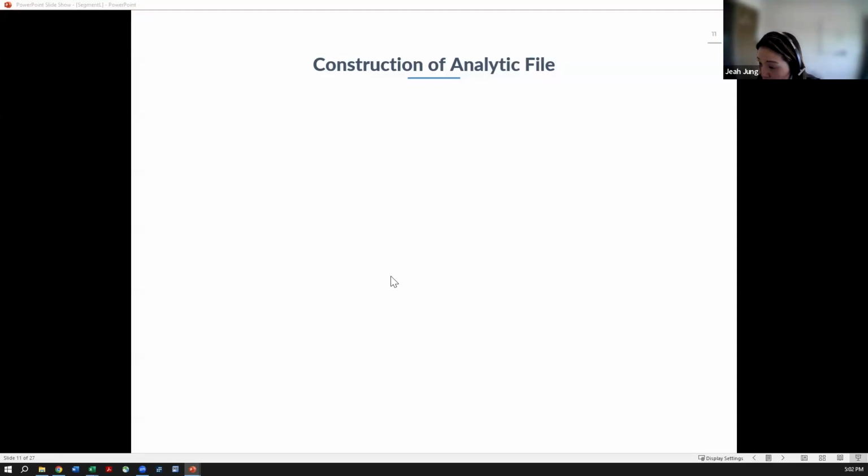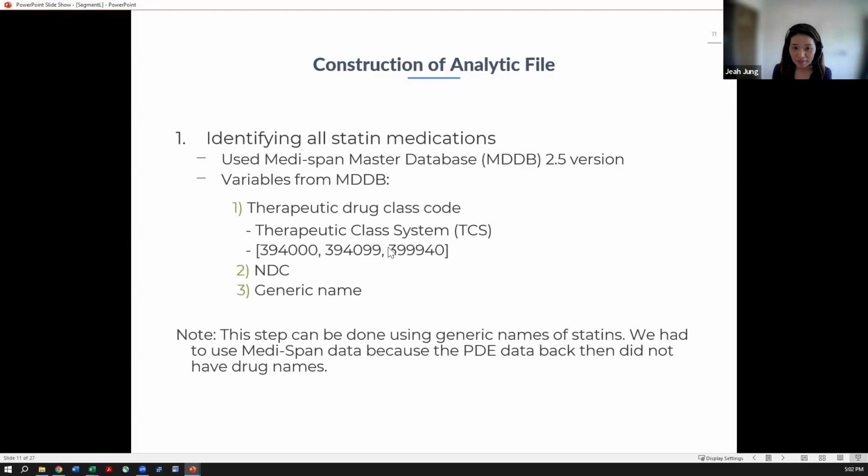Identify MAPD versus PD plan. Exactly. So because here we defined our study sample as those who use the statins. We have to use the PDE first, right? And then using PDE data, we're going to actually identify patients who are on statin. Yes, correct. Then before that, we have to first identify the product service ID or in some way what are statins, right?